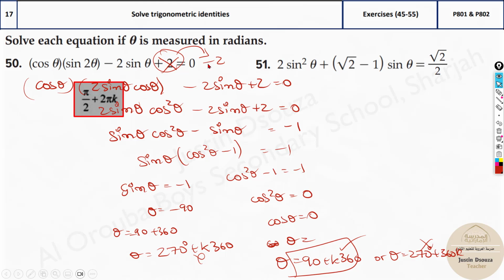And I forgot to tell you to convert back to radians, because I've clearly mentioned 90 means pi by 2 in terms of radian. And when you're writing in terms of radian, it's pi by 2 plus 2 pi k. This is what we write, because 2 pi means it's 360 degrees and k is the integer. That's how we do it.